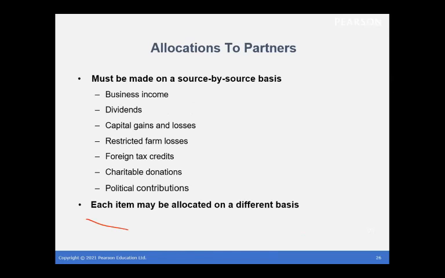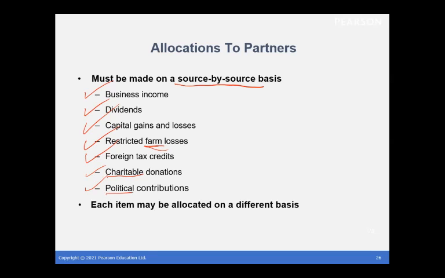The allocations to the partners must be made on a source by source basis. So you're going to allocate the business income, the dividends, capital gains and losses, farm losses if there's farming involved, and any foreign tax credits. And again, remember the charitable donations and political contributions flow through to the partners so that they could use the particular rules for those contributions and donations as they normally would, as if they had made that donation themselves.